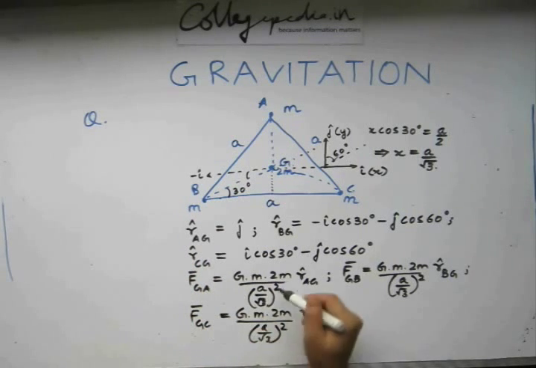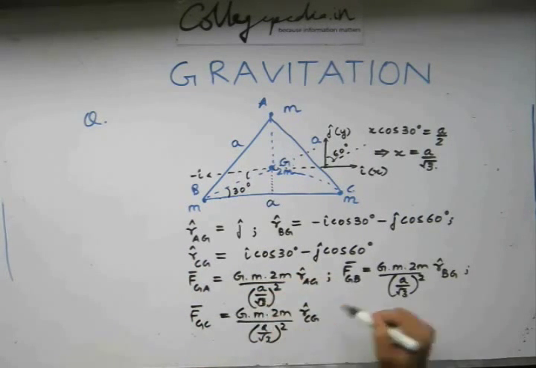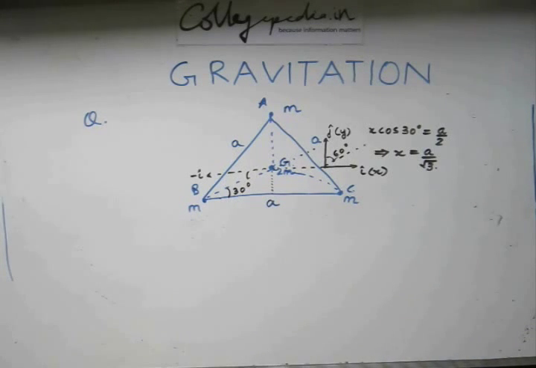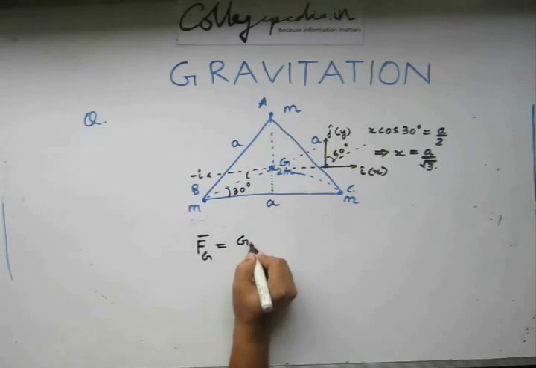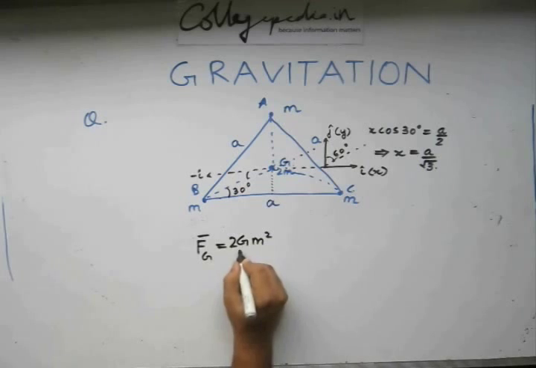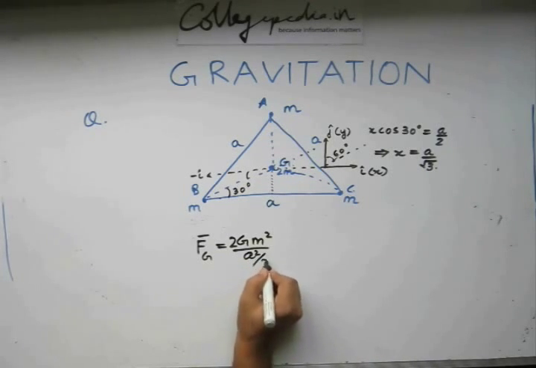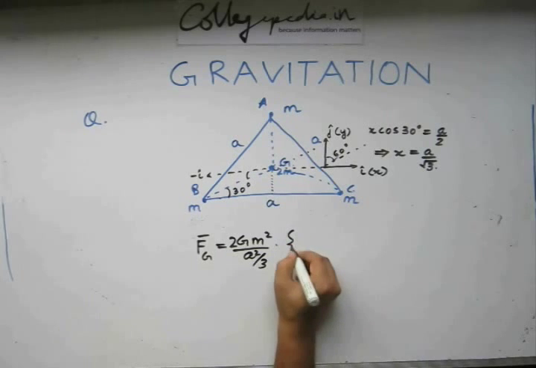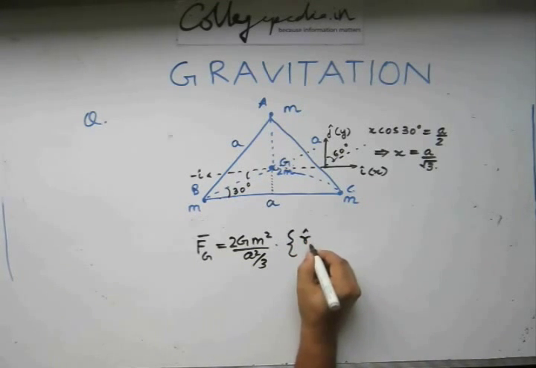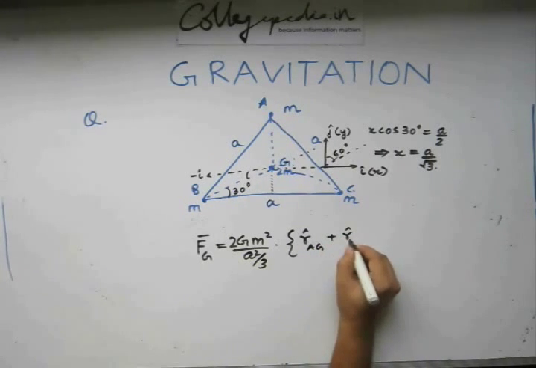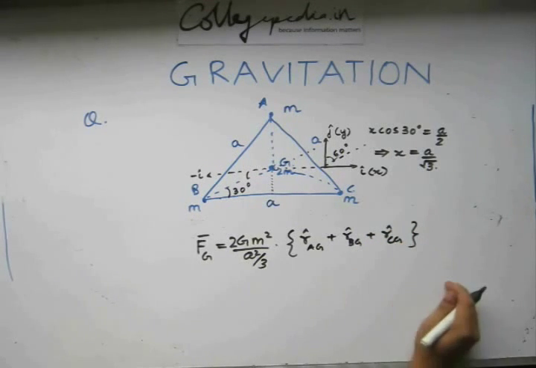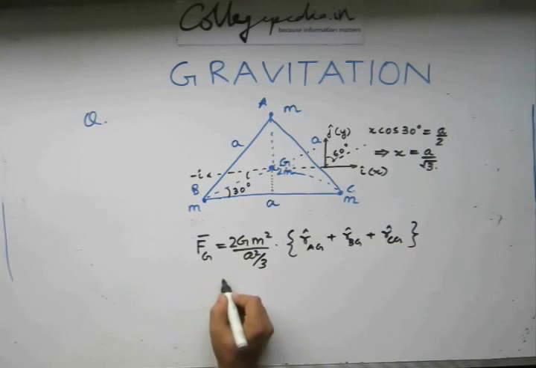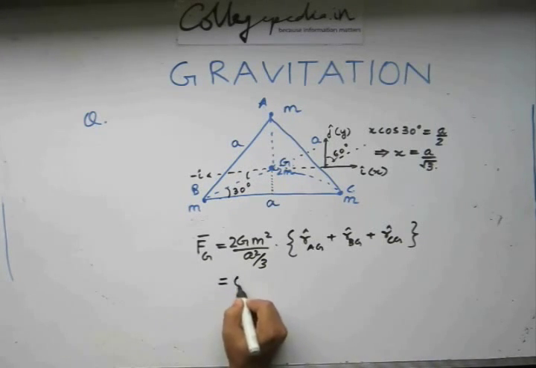Since the magnitude part of this force is the same for all, we will take this as common. So the F on G is nothing but 2Gm square by a square by 3 into r cap AG plus r cap BG plus r cap CG. If we add this up from the previous data, you will see that this is turning out to be 0.